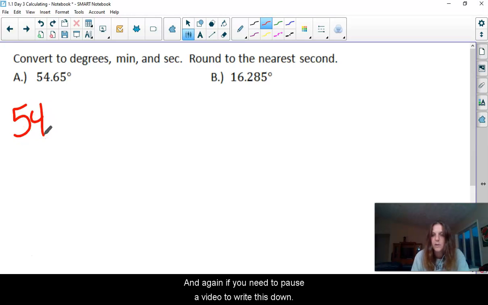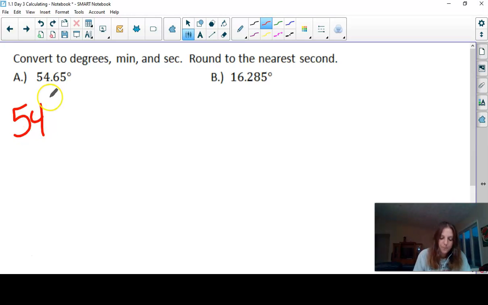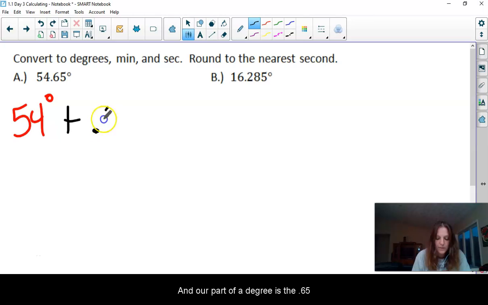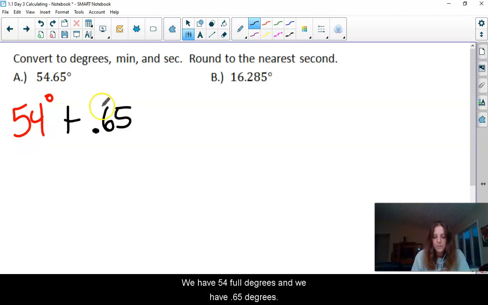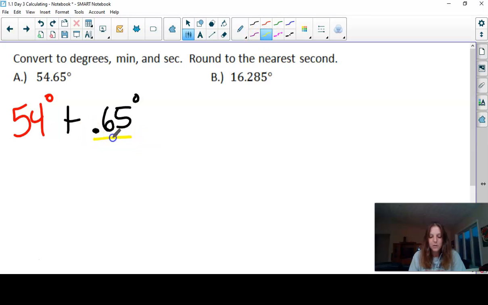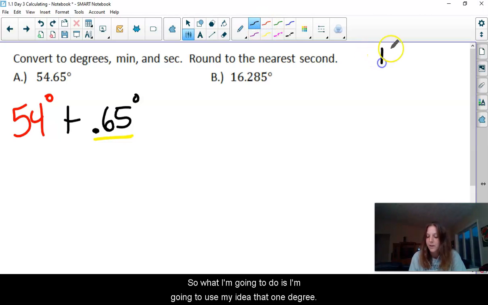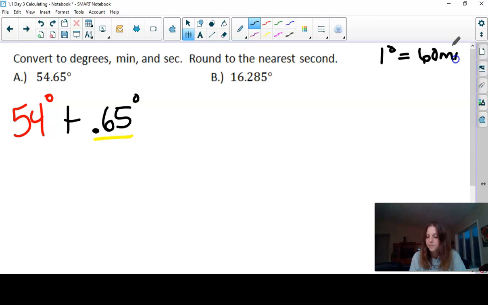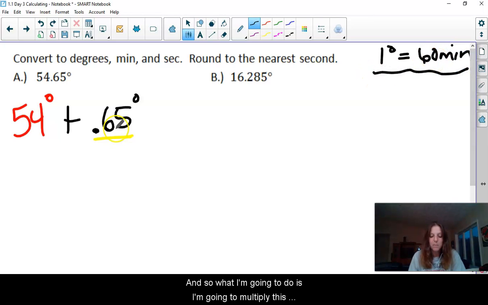And again, if you need to pause the video to write this down, pause the video. And our part of a degree is the 0.65. Okay, so we have 54 full degrees and we have 0.65 degrees. So the first thing that we want to do is find out how many minutes this piece right here represents. So I'm going to use my idea that 1 degree equals 60 minutes. And so I'm going to multiply this part of a degree by 60.